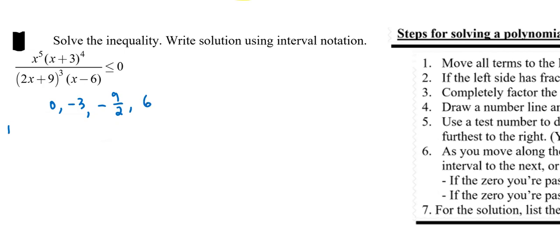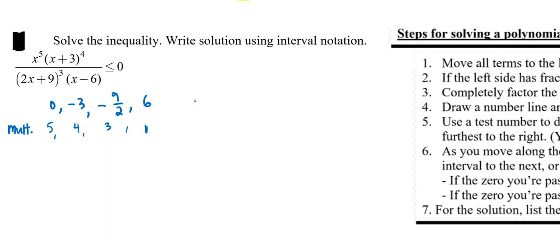Now for the multiplicities. 0 came from x to the 5th. The multiplicity is 5. You might want to just write odd and even if you don't feel like writing out the exact value of that multiplicity. So -3 came from x plus 3, which is to the 4th power. I'll just write the multiplicity for now. And then -9/2 came over here to the 3rd power. And 6 came from over here. It's just to the 1st power.